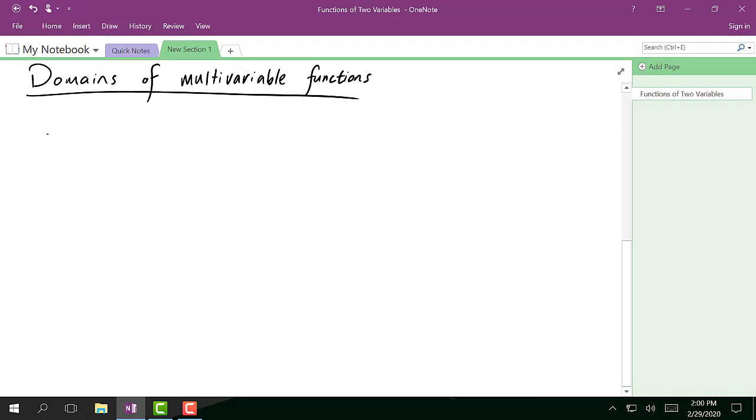Let's take as an example the function z equals negative x squared minus y squared plus 4. Okay, so there are going to be some points in the xy plane that I can plug into this function and get a defined output, and there are some that I can't, right? And so it's our goal to figure out where this function is defined. That is, define the domain of this function z.